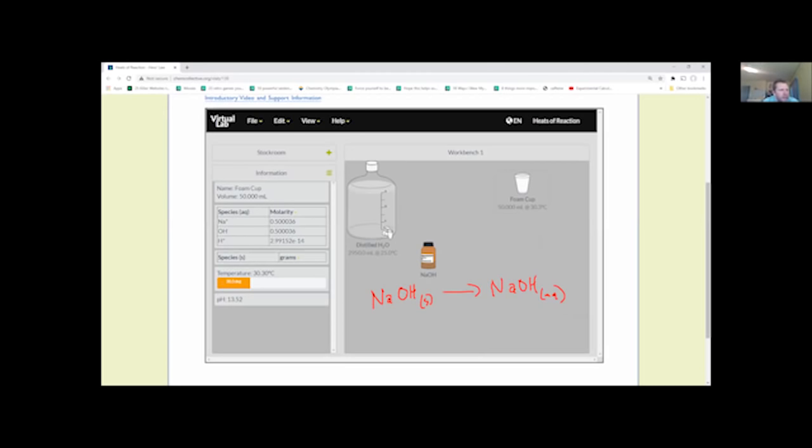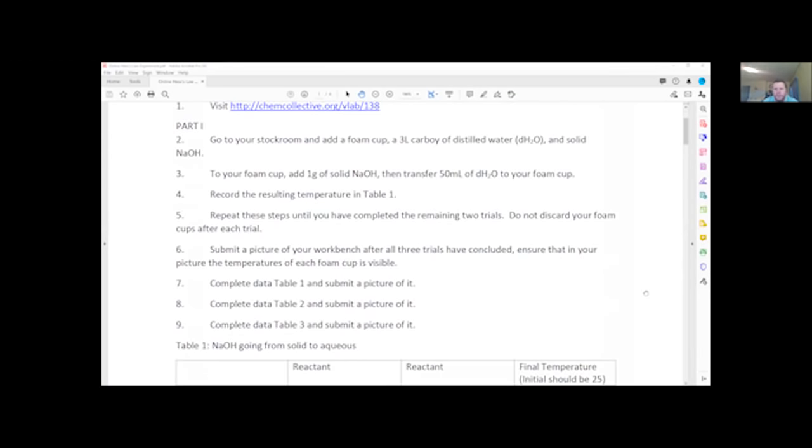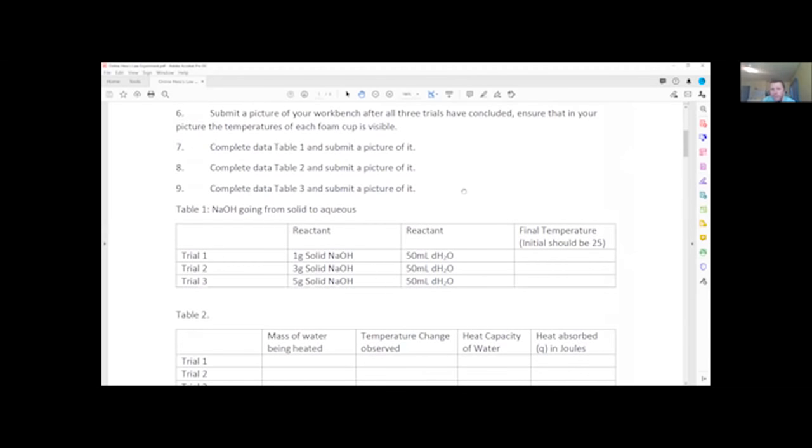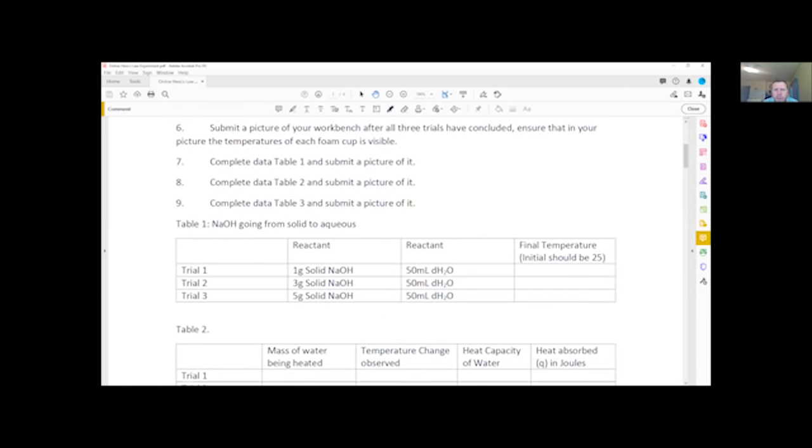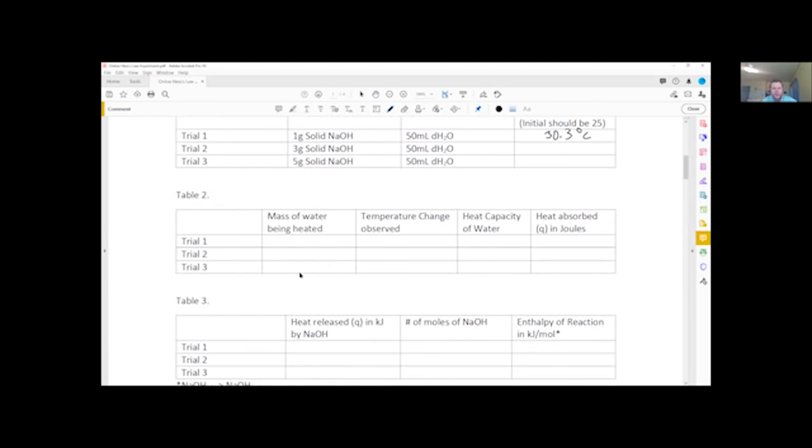Now I'm going to take you back to our PDF or our data sheet. I'm going to record some of this information. Trial number 1 is basically what I've just done. I'm going to go to this pencil, and I'm going to record, not with an actual pen, but with my stylus here, the final temperature. The final temperature of this reaction was 30.3 degrees Celsius. Trials 2 and 3, those are the ones that you're going to have to do on your own.